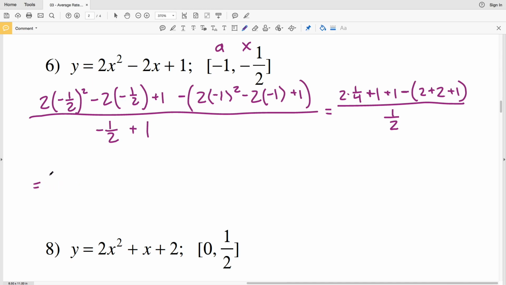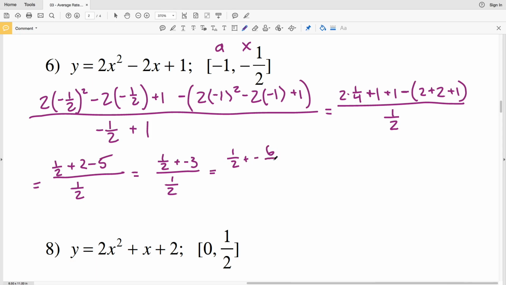So continuing my work, 2 times 1/4 is 1/2. So I'll have 1/2 plus 1 plus 1 is 2. But then I'm subtracting 2 plus 2 plus 1, which is 5. And that's all over 1/2. Simplifying further, I'll have 1/2 plus 2 minus 5 is a negative 3. And that's all over 1/2. Writing negative 3 in terms of halves, I'll have 1/2 plus negative 6/2 all over 1/2. 1/2 minus 6/2 is going to be negative 5/2.